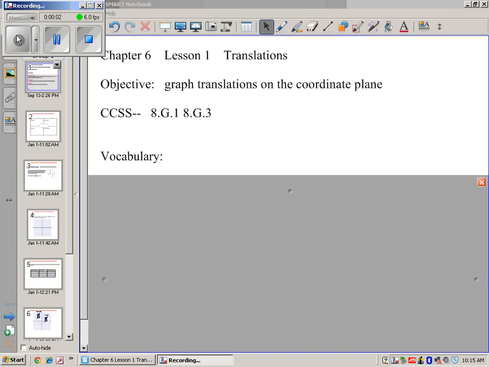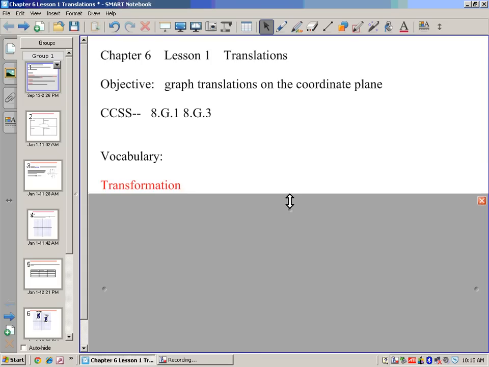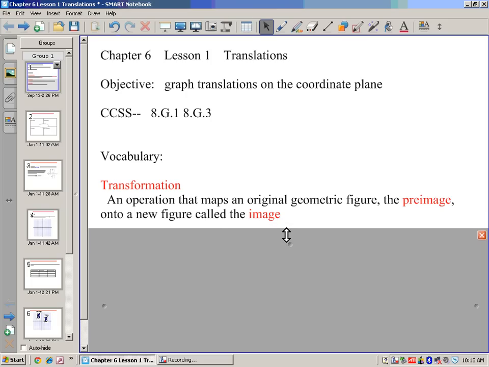Okay, welcome to Chapter 6, Lesson 1, Translations. Our learning target or objective for this lesson is to graph translations on the coordinate plane. We've seen coordinate planes in previous chapters. Let's get right to our vocabulary.